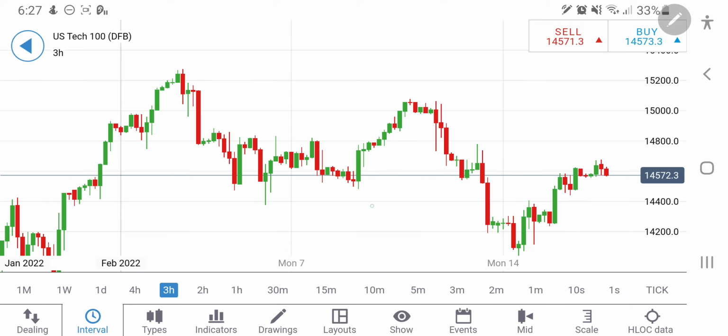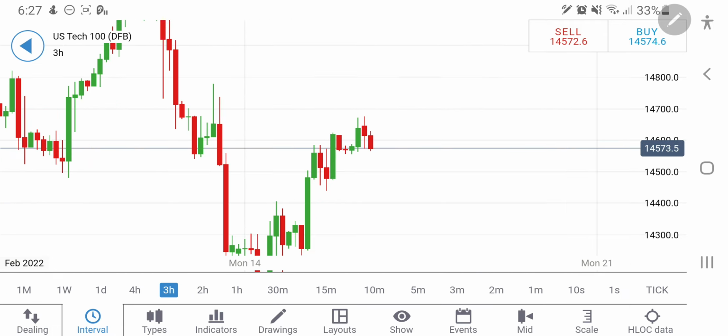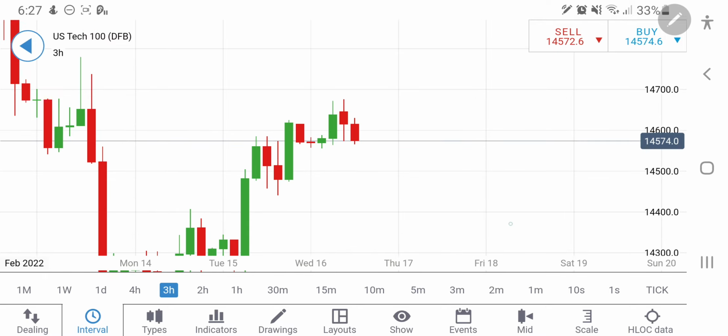Now look at this on the 3-hour charts. On the 3-hour charts, a similar formation: getting the support here, higher highs, trading sideways in this channel, waiting for the minutes here.